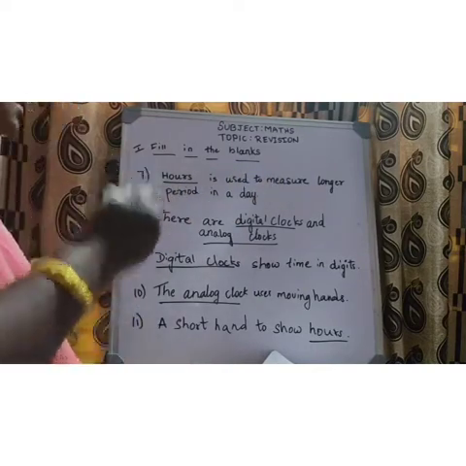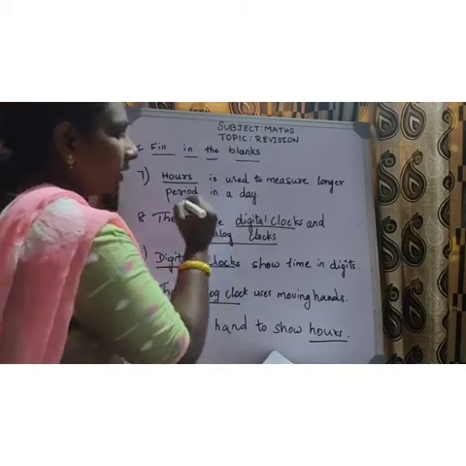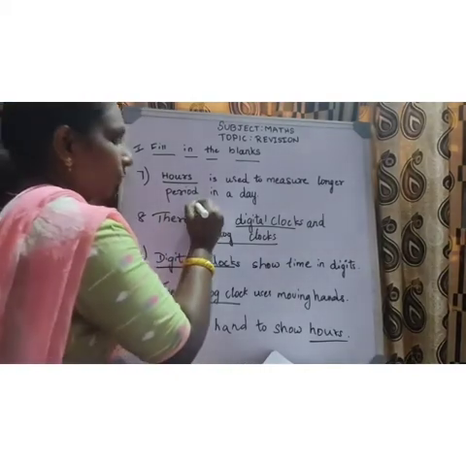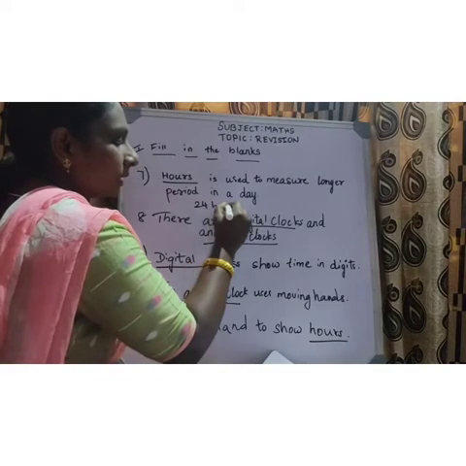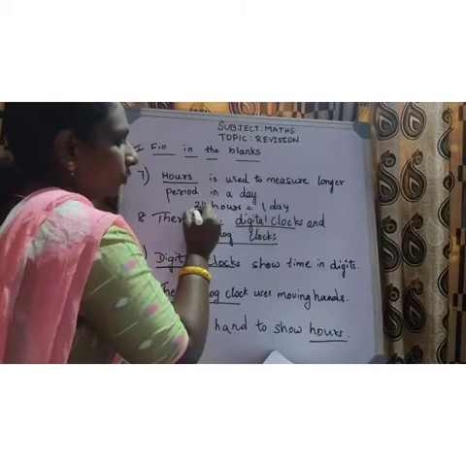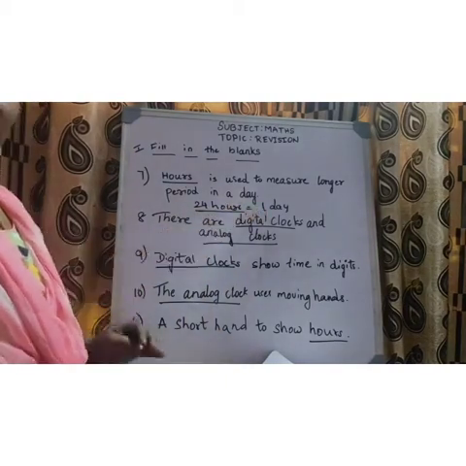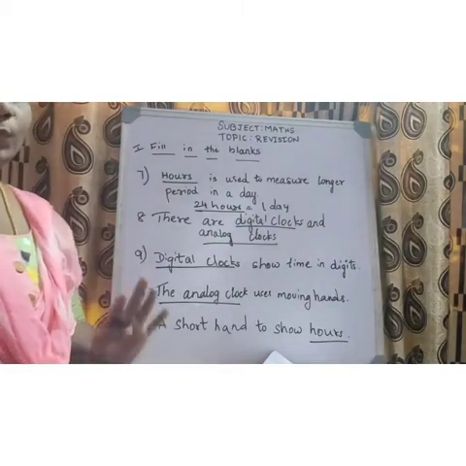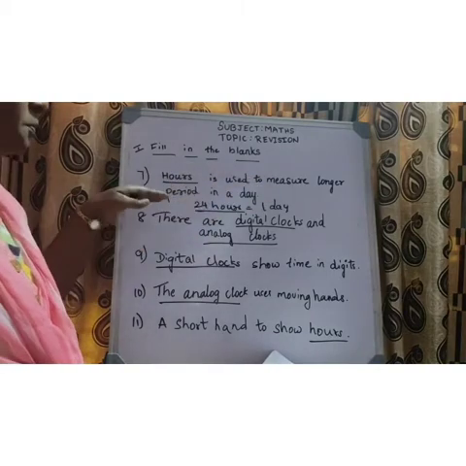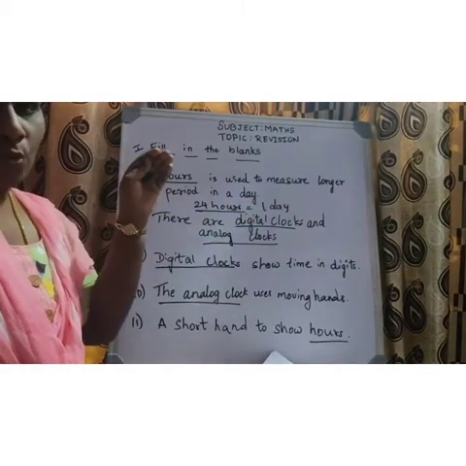Seventh one, hours is used to measure longer period in a day. So hours is used to measure what, children? Longer period in a day. In a day, how many hours are there? In a day, 24 hours are there. So 24 hours equals how much? 1 day. Okay, 24 hours is equal to 1 day. Hours is used to measure longer period in a day.